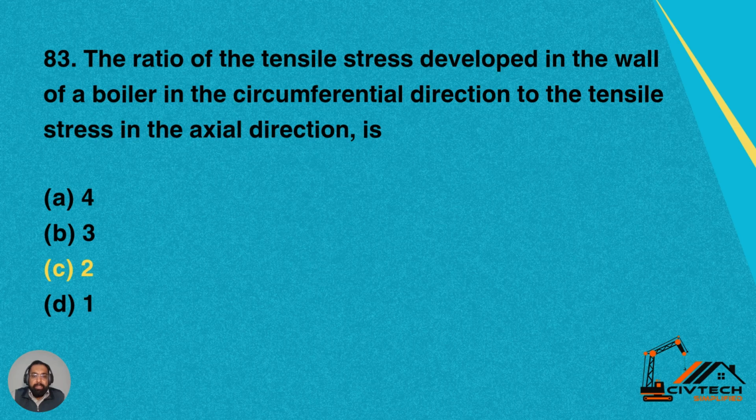Question 83. The ratio of tensile stress developed in the wall of a boiler in the circumferential direction to the tensile stress in the axial direction is: option A, 4, option B, 3, option C, 2, option D, 1. The ratio of tensile stress developed in the wall of a boiler in the circumferential direction to the tensile stress in the axial direction is option C, 2.